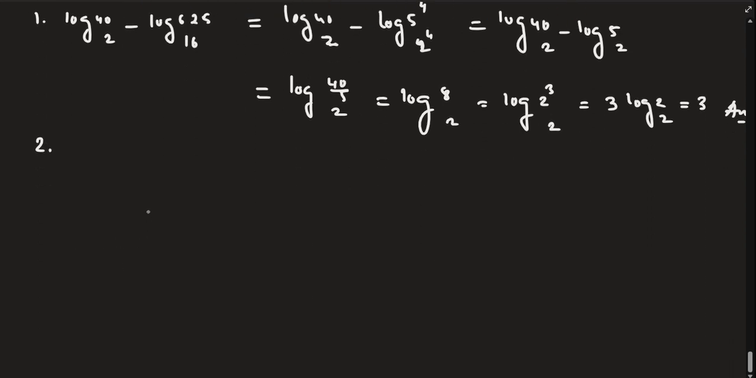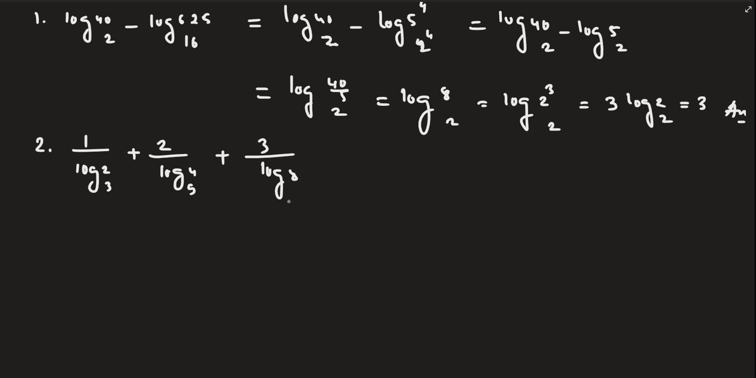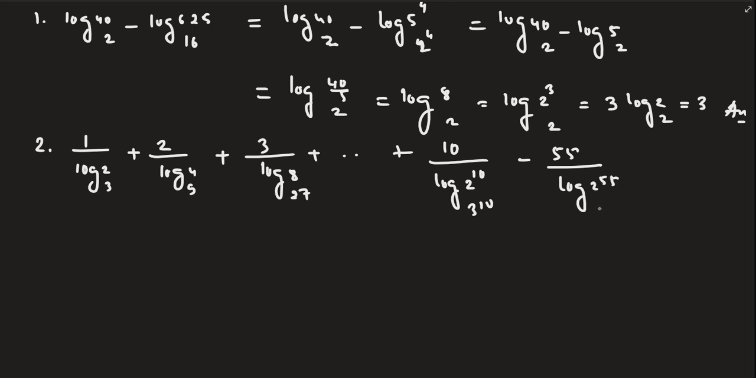Now try to solve question number 2. 1 by log 2 base 3 plus 2 by log 4 base 9, 3 by log 8 base 27, and so on. The last term is 10 by log 2 to the power 10 and 3 to the power 10, minus 55 by log 2 to the power 55 and 3 to the power 55. This value we want to calculate.